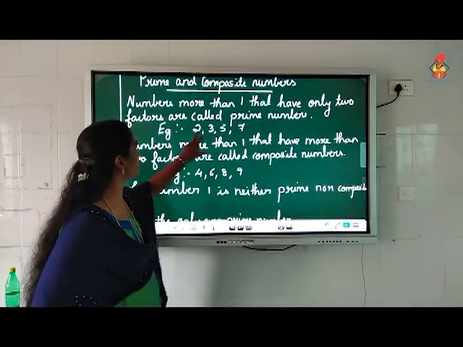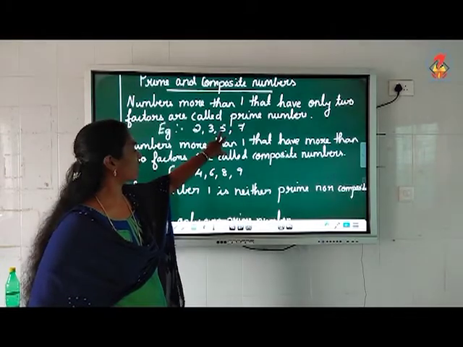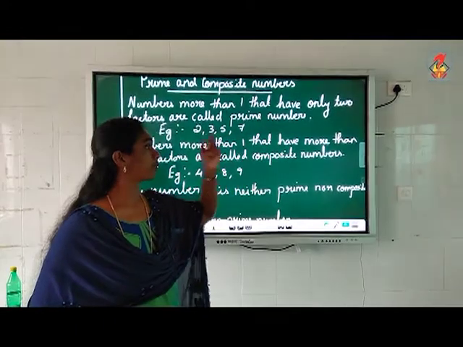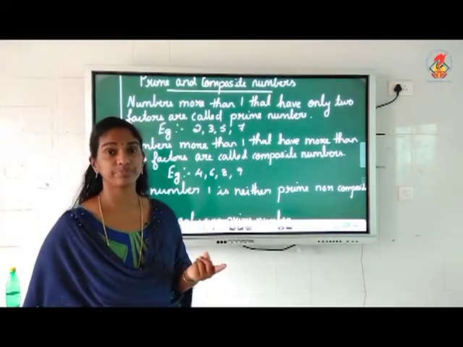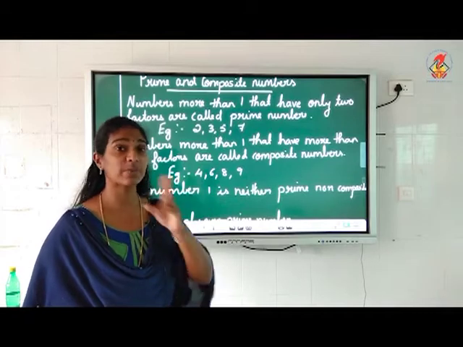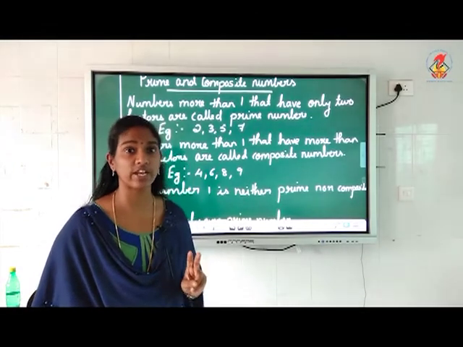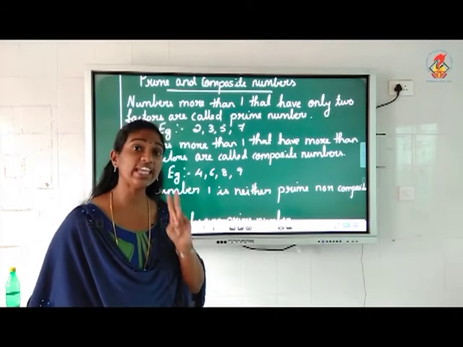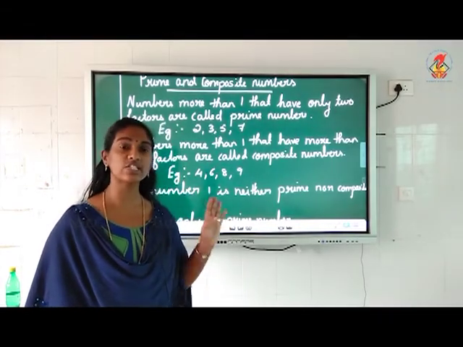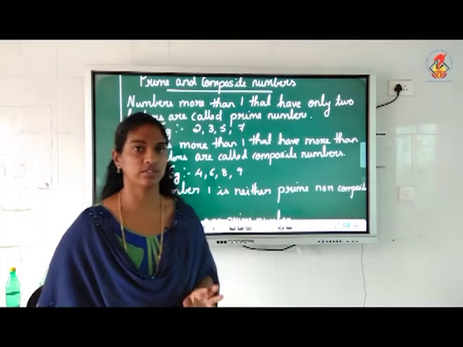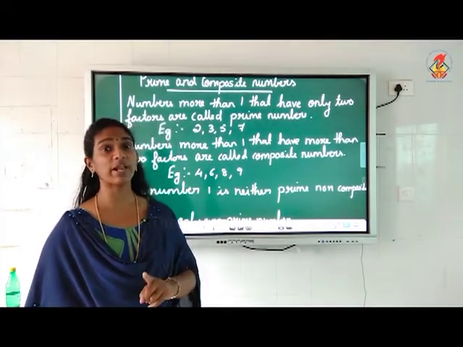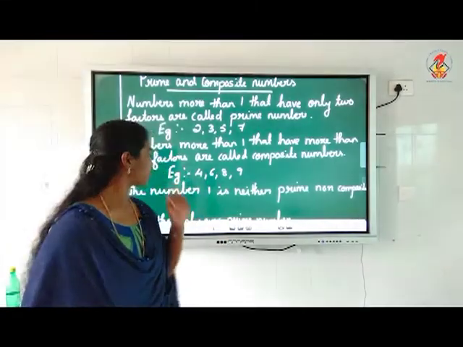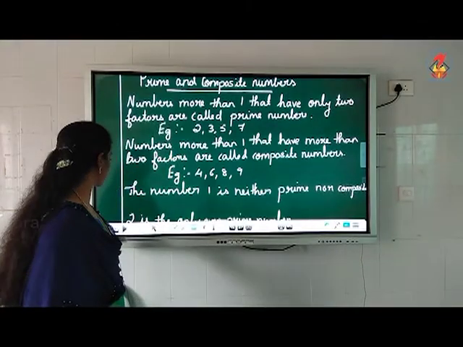In this example itself you see 3 is an odd number. 5 is an odd number, 7 is an odd number. Now as you go on, the next prime number is 11. 11 is an odd number. The next prime number is 13. 13 is having only 2 factors, 1 and 13. 13 is an odd number. So, the only even prime number is 2. The rest of the prime numbers are all odd. Okay children? So, this is about prime numbers and composite numbers.